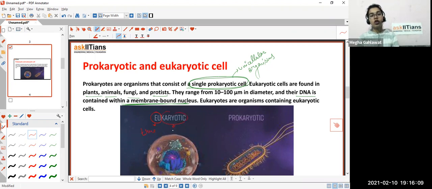Karyotic means nucleus. I think I've told this to you multiple times, like countless number of times. Pro means primitive or old, karyotic nucleus.